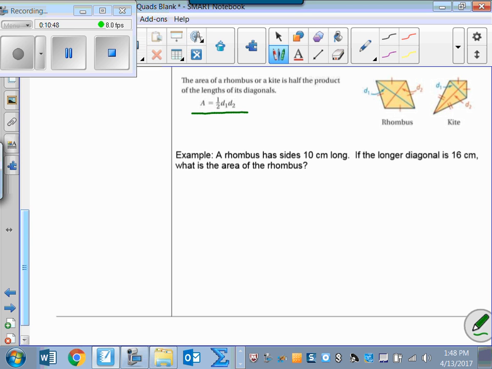A rhombus has sides that are 10 centimeters long. And I always draw it slanty like this. Of course, remember, a rhombus could be a square. This one couldn't, though, because it says it has a longer diagonal. So 10, let's go ahead and label all these 10. If the longer diagonal is 16 centimeters, so that would be this one, 16 centimeters, what is the area of the rhombus? Okay, I'm going to write my formula.